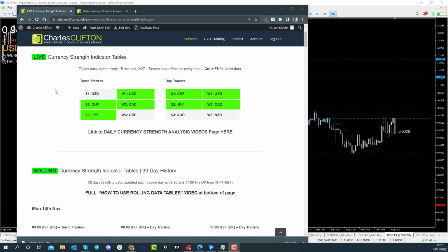Here you can see in front of you, you have the live currency strength indicator tables. We have two types of tables: the trend traders and the day traders table. These are showing the same studies but just highlighting different time frames. You can see that some of the currencies are highlighted in green. That's showing us that there is a confluence between those two trading time frames, and that's where we'll be focusing our attention in these videos.